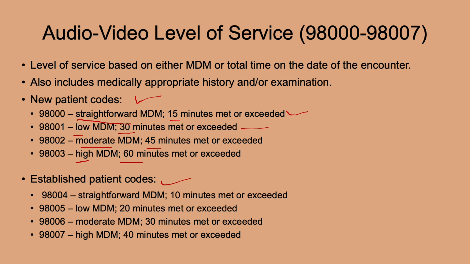For established patients, you have 98004 through 98007. Straightforward, 10 minutes. Low, 20 minutes. Moderate, 30 minutes. High, 40 minutes.